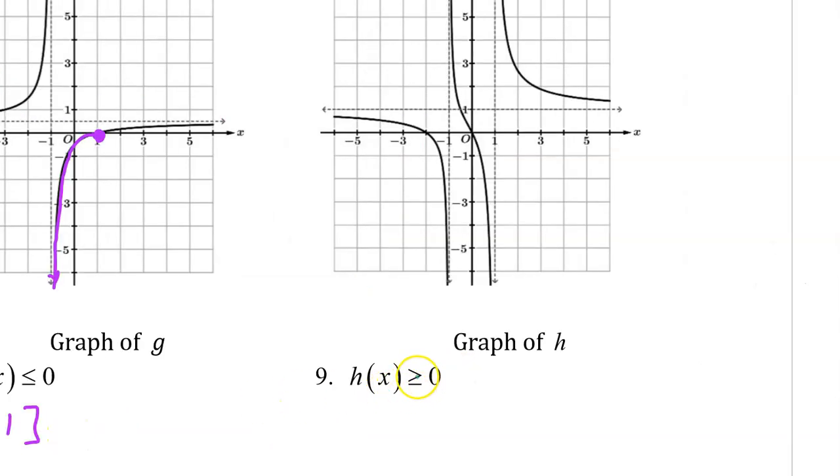Where is h of x greater than or equal to 0? Let's start off with the equal to 0 part. Closed circles because equal to 0 should be included. Now the greater than part means above the x-axis. So that's going to be this interval right here, and this interval right here, and this entire branch over here, all above the x-axis. So this first interval goes from negative infinity to negative 2.